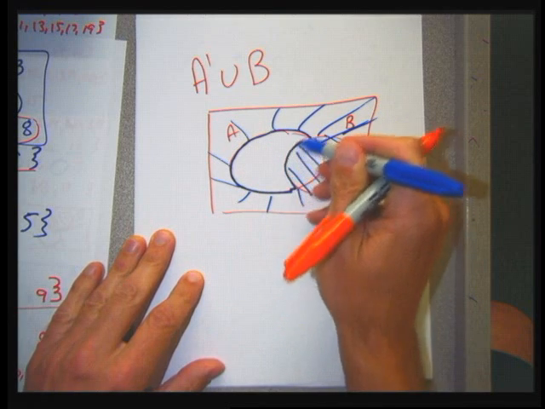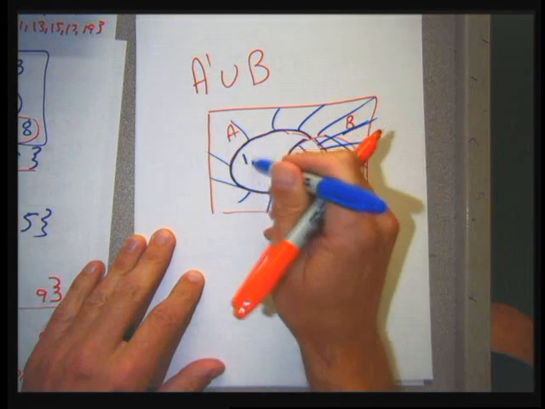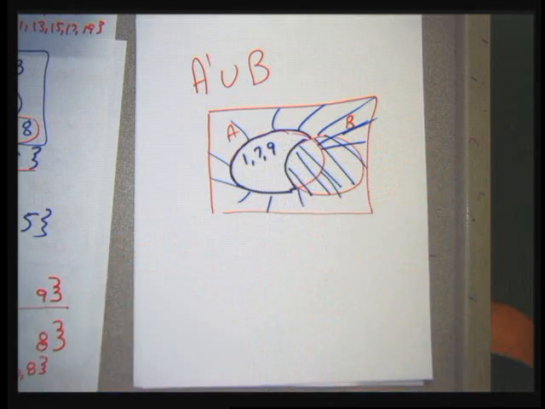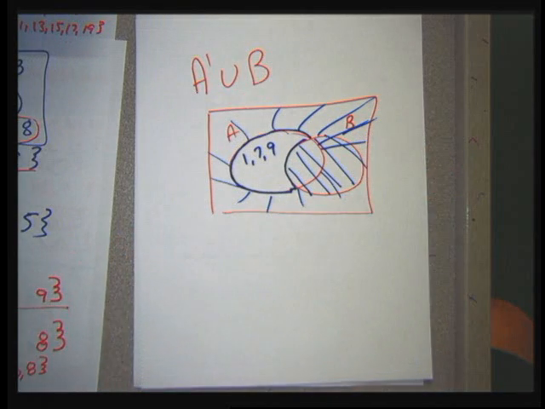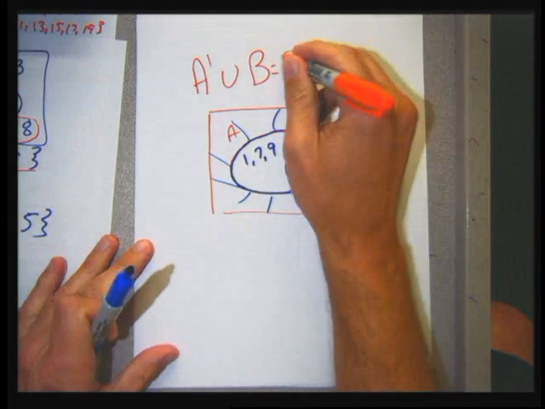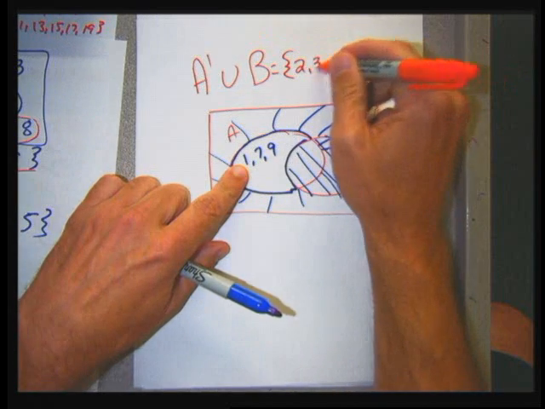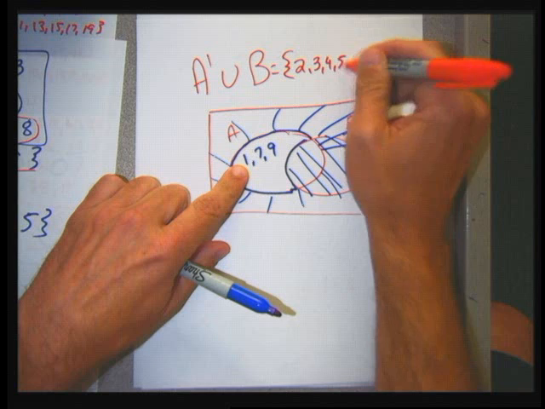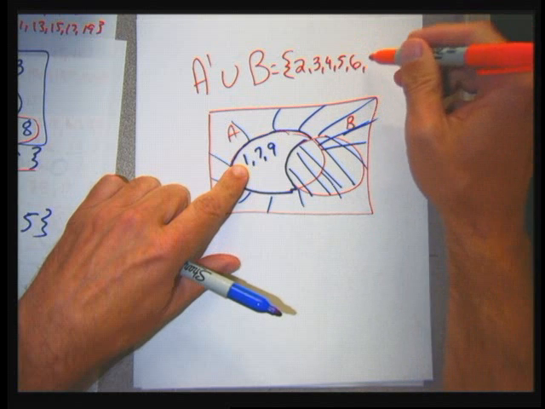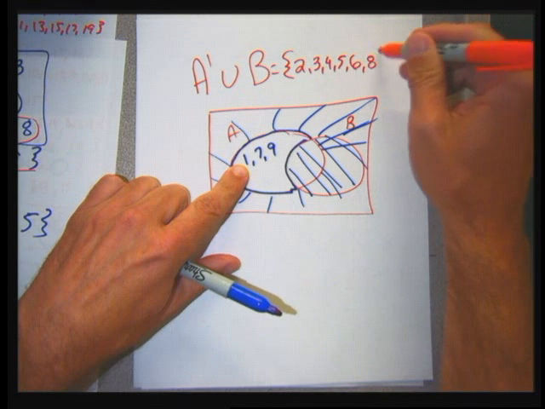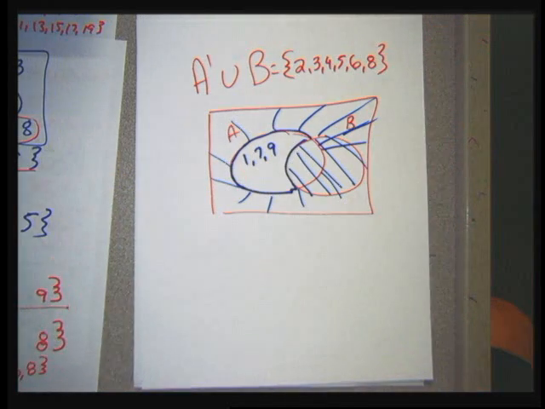So if I find out what numbers are there, which are 1, 7, and 9, those are the only numbers in the universe that aren't part of A union B. The universe is the numbers from 1 through 9. I'm not going to include 1, 7, or 9. So I'm going to include 2, 3, 4, 5, 6, not including 7, not including 9. So that would be 2, 3, 4, 5, 6, and 8.